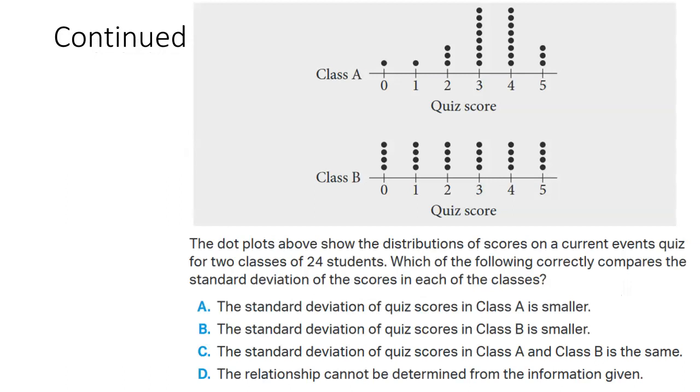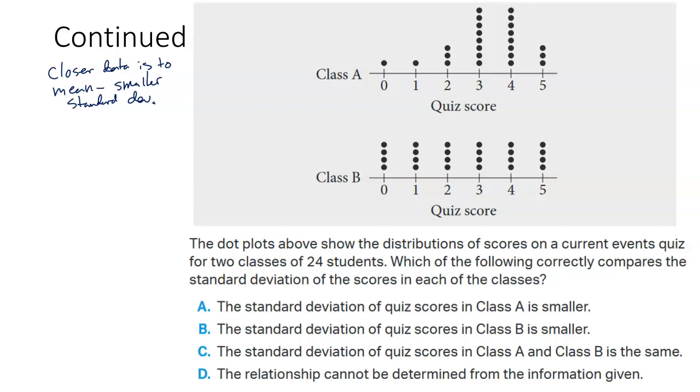So here we have 2 classes with quiz scores, Class A and Class B. We want to figure out which one of these is going to have a smaller standard deviation. Well, standard deviation tells how closely scores are clustered together. So the closer the data is to the mean, then we're going to have a smaller standard deviation. A smaller standard deviation, the closer all the data is to the mean.